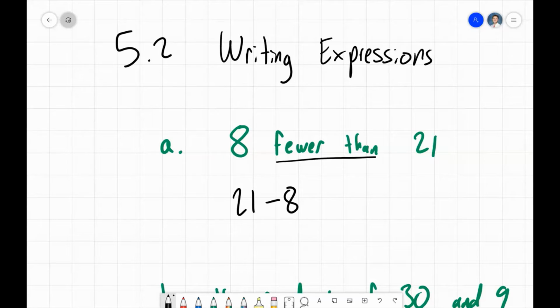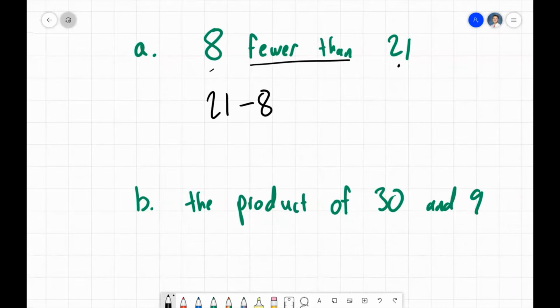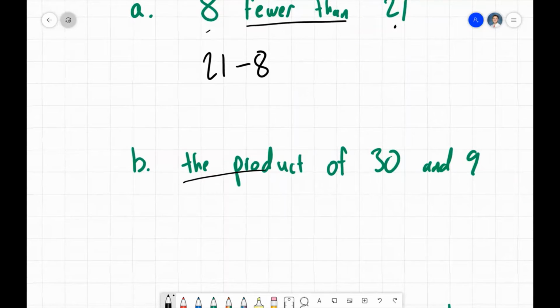We know that 8 fewer than 21 would be 13. So when we see this fewer than or more than, we're really going to flip the order of our numbers here. So the 21 is first and the 8 is second. So 8 fewer than 21 would be 21 minus 8. The next one, we have the product of 30 and 9. We know that the product is the result of multiplication. So this would be 30 times 9.